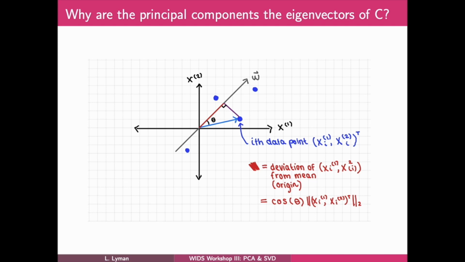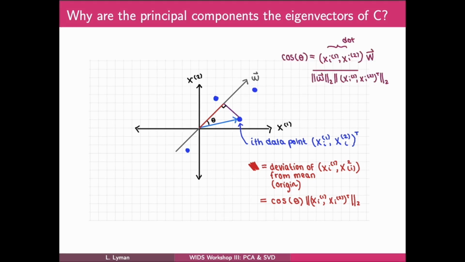From here, perhaps, we can recall from the first workshop in this series that we can write an expression for the angle between two vectors in space. Namely, cosine of theta is going to be the dot product of our ith data point, x sub i1, x sub i2, with the soon-to-be principal component vector w, all scaled by the lengths of these two vectors, which we have in the denominator here.